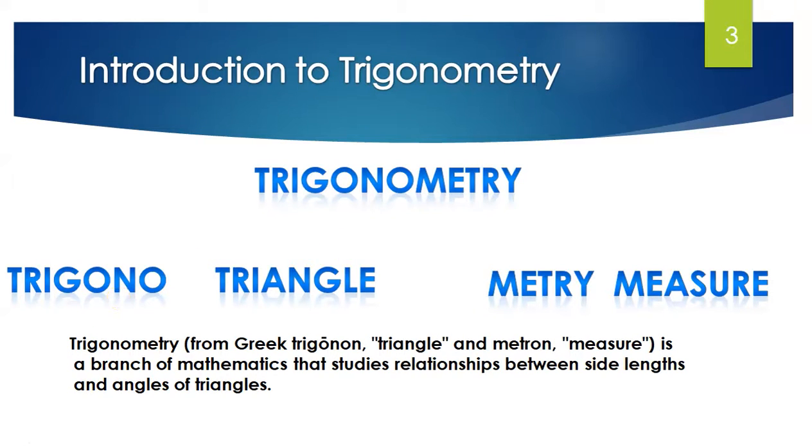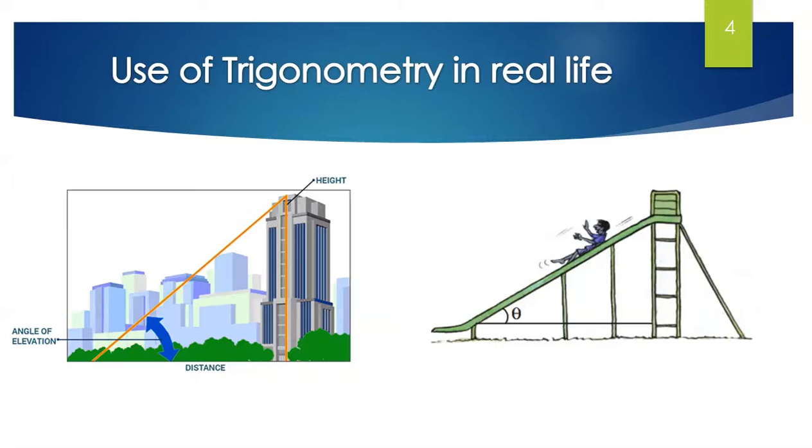So trigonometry is a branch of mathematics that studies the relationship between the side length and the angles of the triangle. These are the Greek words, trigono and metry. So it's a branch which deals with the study of the relationship between the side length and the angles of the triangle. Now, why do we need trigonometry?